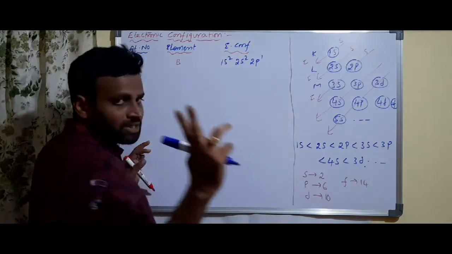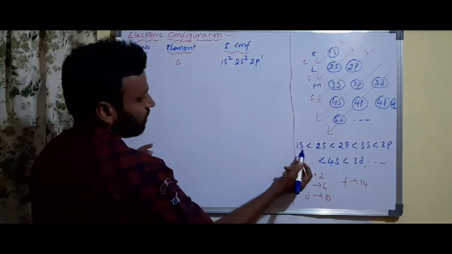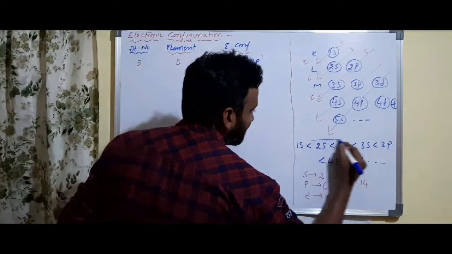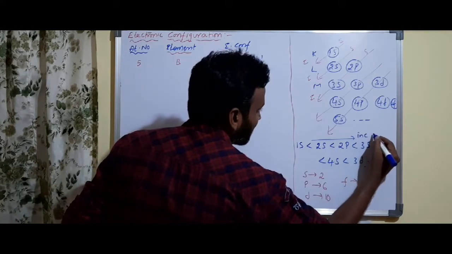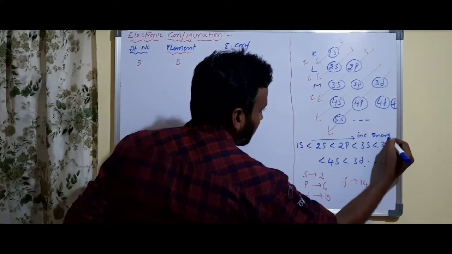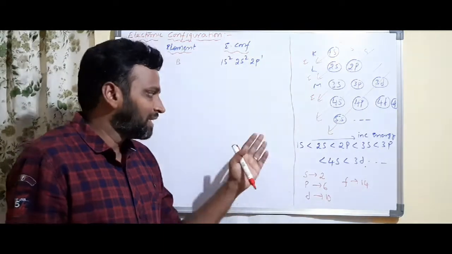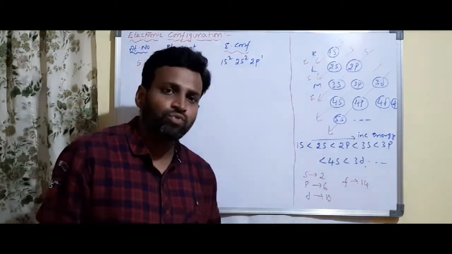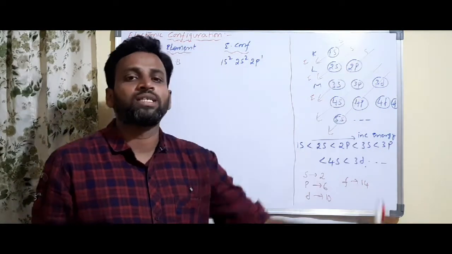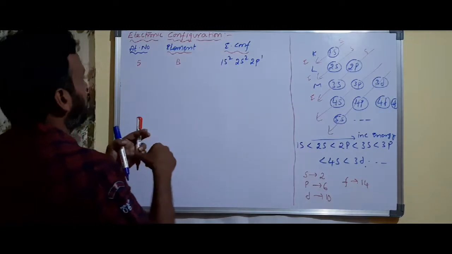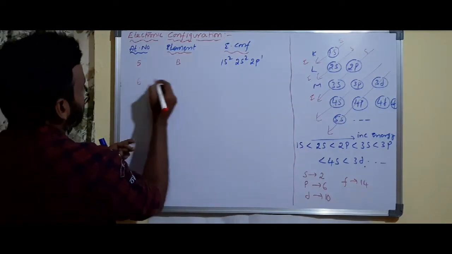Because s can have a maximum of 2 electrons. So 1s2, 2s2, 2p1, because this is the increasing order of energy. The Aufbau principle says we have to follow the increasing order of energy to fill electrons in various subshells. That's it. Okay, so you have boron, and next, the sixth one is carbon.